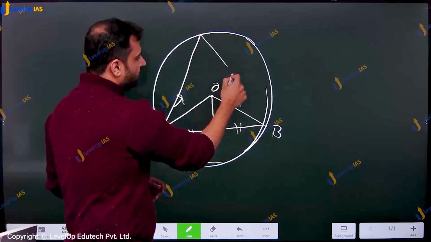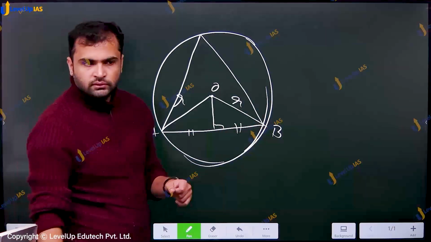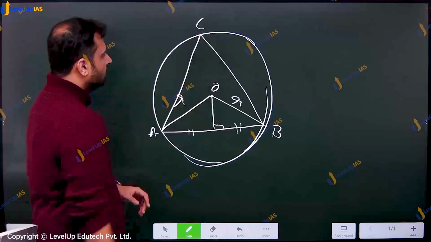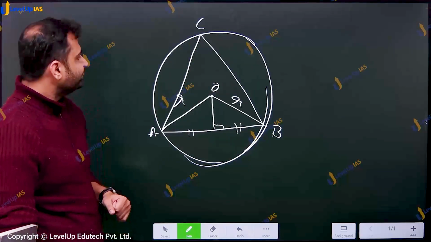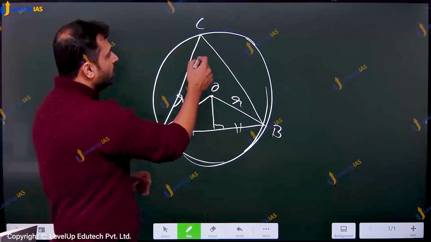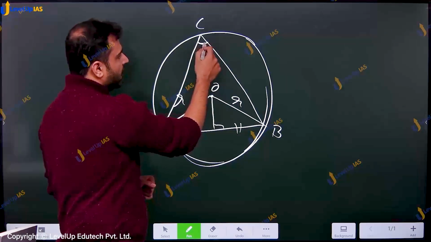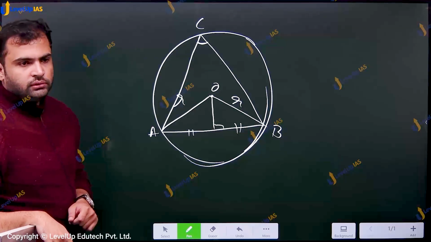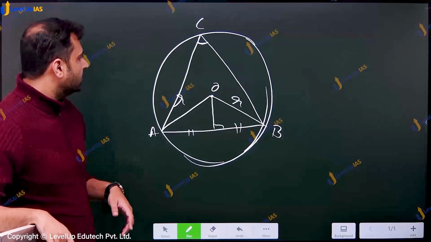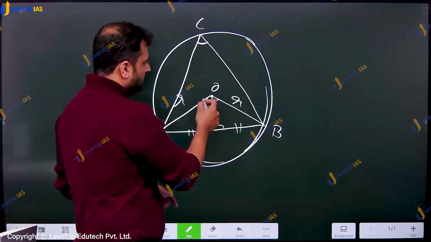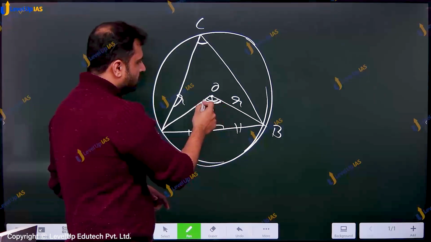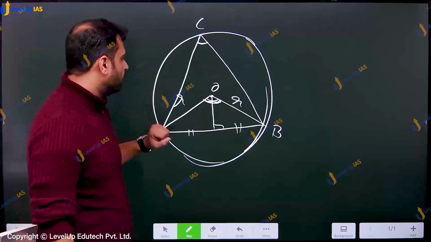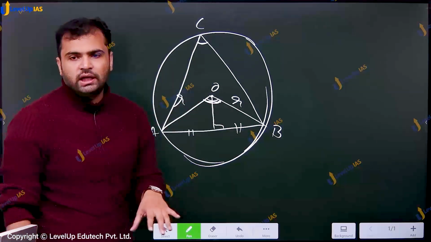Further, what I do is I choose a point on circumference and get this point C. Now I want to comment on this angle and this angle. What can I say about individually this angle? I mean, forget about that angle for a moment. What can I say about this central angle?